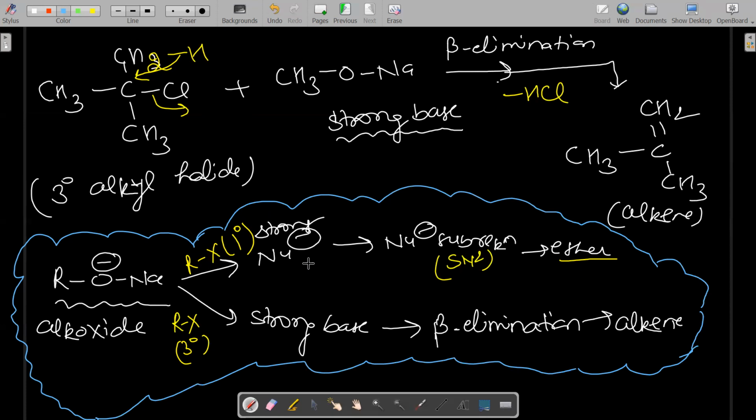So with primary alkyl halide, it behaves as a nucleophile and shows nucleophilic substitution reaction to form ether. But when it is reacting with tertiary, then instead of a nucleophile, it is behaving as a strong base, which undergoes beta elimination and forms alkene. Okay, so this is the limitation of this Williamson synthesis reaction. Clear, all of you? Now next, we'll discuss its properties, Williamson synthesis reaction, and basically we'll discuss chemical properties. Physical properties we have already done.